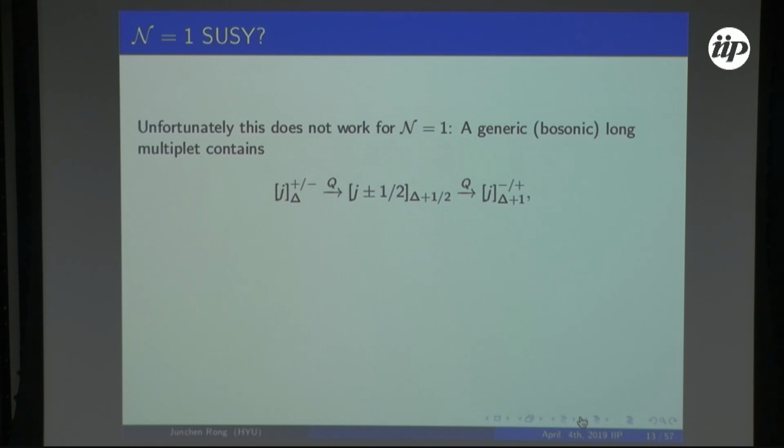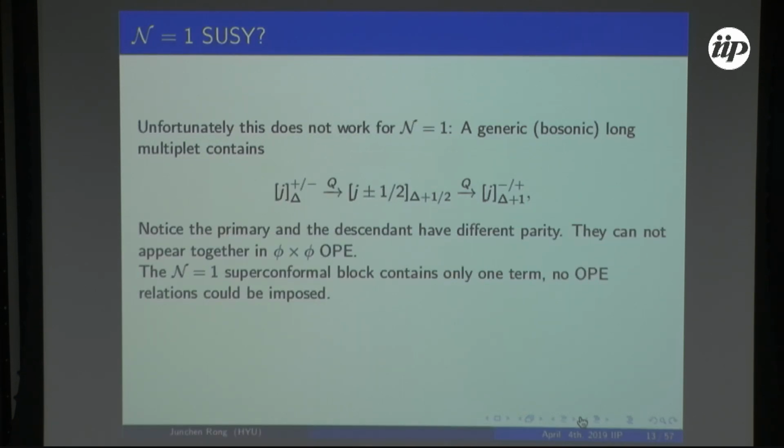The reason is this. For a generic long multiplet, it's very short, and it starts with something with spin l, and then there's a Q acting on it, there are 2 fermions, and there's another Q. But the point is that their parities are different. If you preserve time-reversal symmetry, they have different parity. So this means that they cannot appear together in the phi-phi OPE. Suppose one appears, the other would not appear.